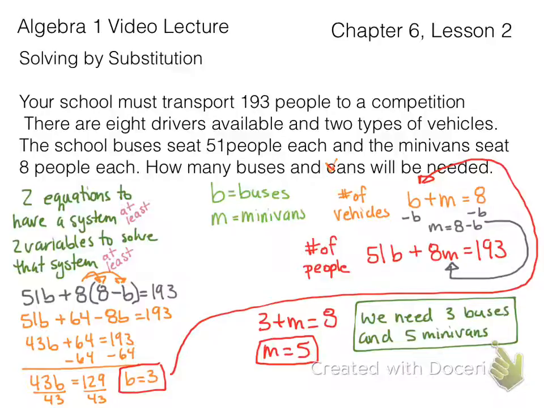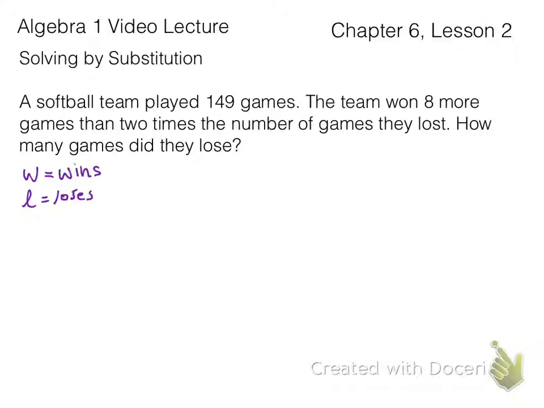All right, last one. A softball team played 149 games. The team won 8 more games than 2 times the number of games they lost. How many games did they lose? Well, W is going to be the number of wins. L is going to be the number of losses. 2 variables, 2 equations. So the first equation is going to be the total number of games. It should be the wins plus the losses.